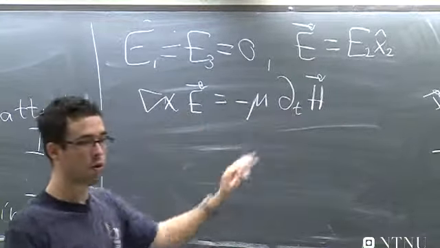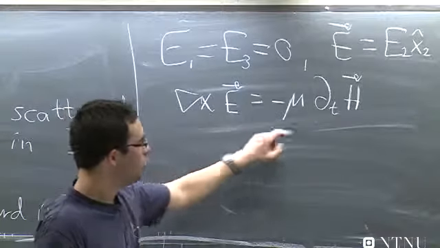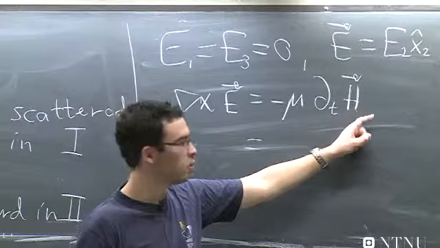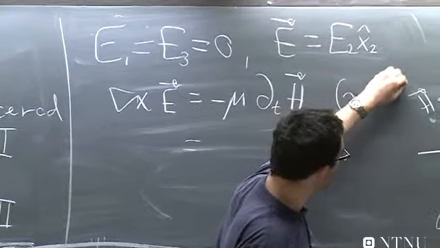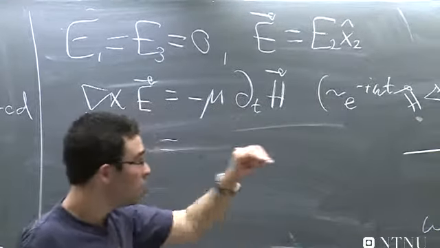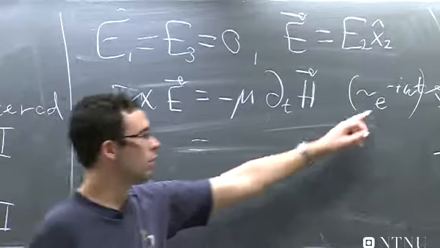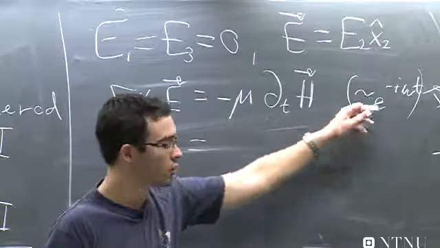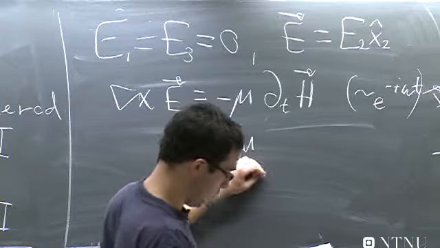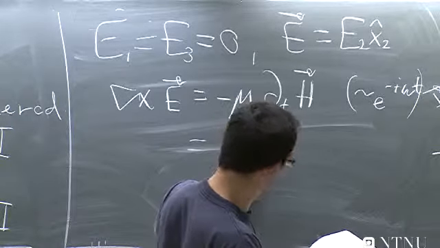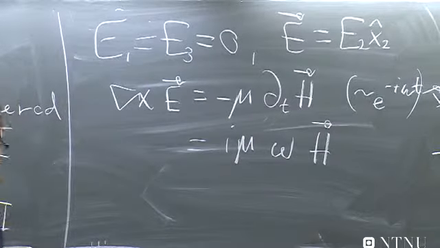We insert into the Faraday law. We assume a harmonic time dependence e to the minus i omega t, meaning that when we take a time derivative of the H field, I'm going to get down i omega essentially. The minuses are going to cancel, so I get i mu omega H from the harmonic time dependence.